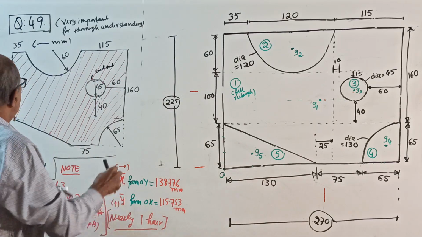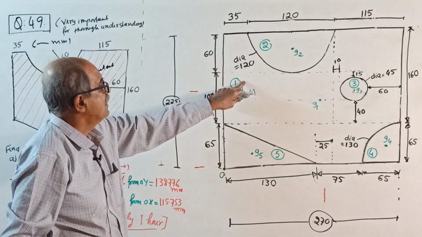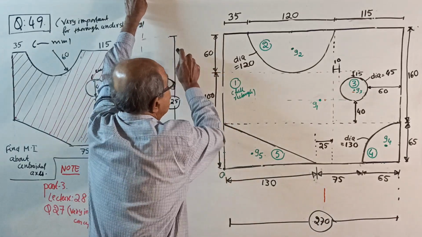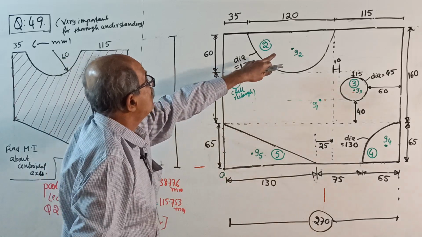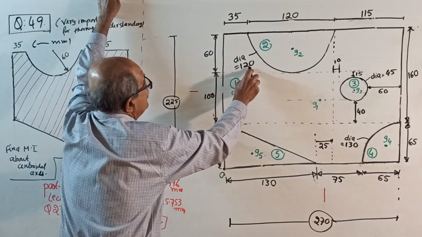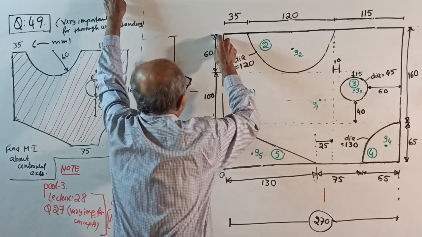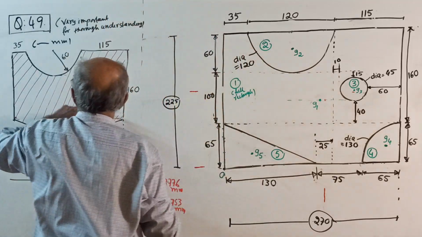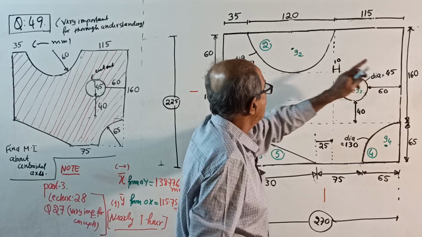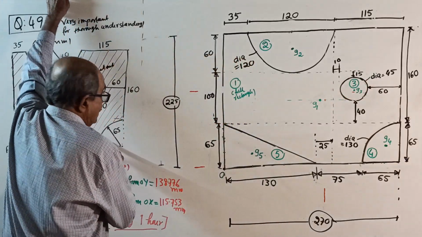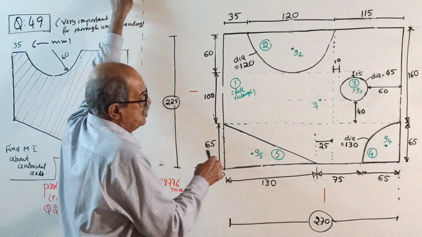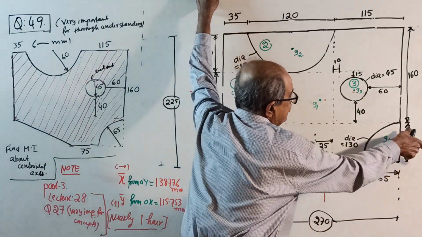So therefore, full rectangle I'll take as number 1: full rectangle of 270 by 225. Then 2 is a semicircle of radius 60, diameter 120. So this is 120, and this is 60 up to the bottom edge. 3 is a circle of diameter 45; in the question, diameter given is 45. Then the 4th one is a quadrant of a circle of radius 65, so diameter 130, radius 65.